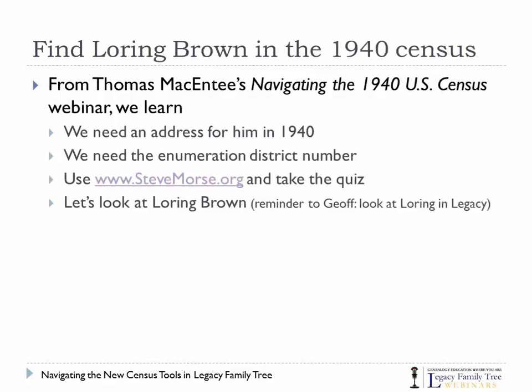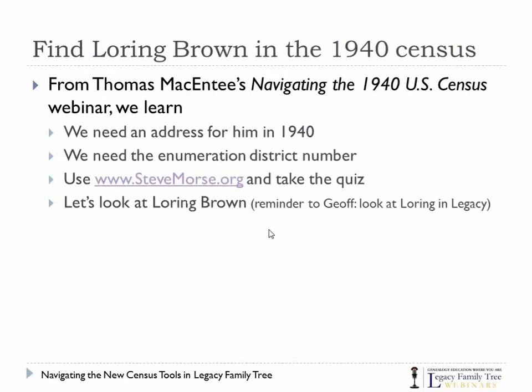Let me take you through the ultimate process here. Now you know how to create a list of everybody that you want to search for in the census. And I'm going to go through this rather quickly because you can still go back in our webinar archives to follow Thomas MacEntee's steps and suggestions on how to find somebody. As you know, initially, the 1940 census is not going to be indexed. And so we need an address for that person in 1940. More importantly, we need the enumeration district number. And so we're going to go and use stevemorse.org and take the quiz.